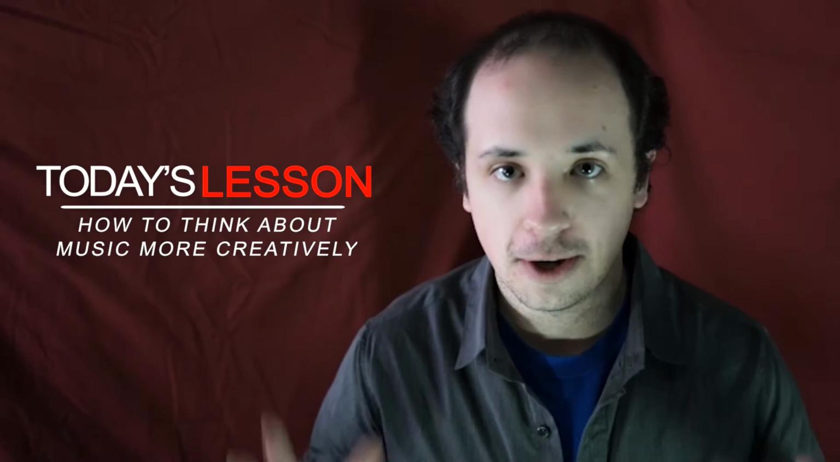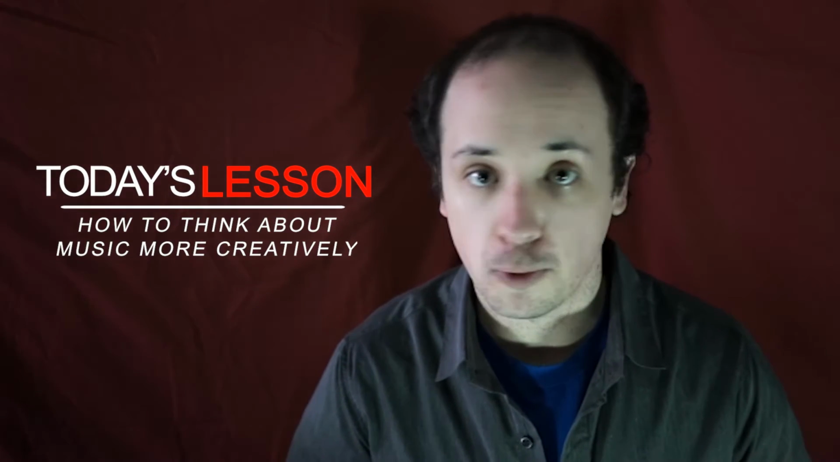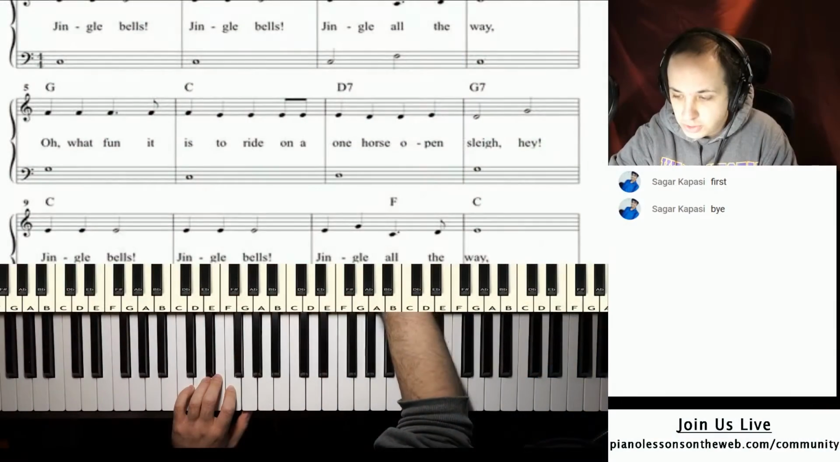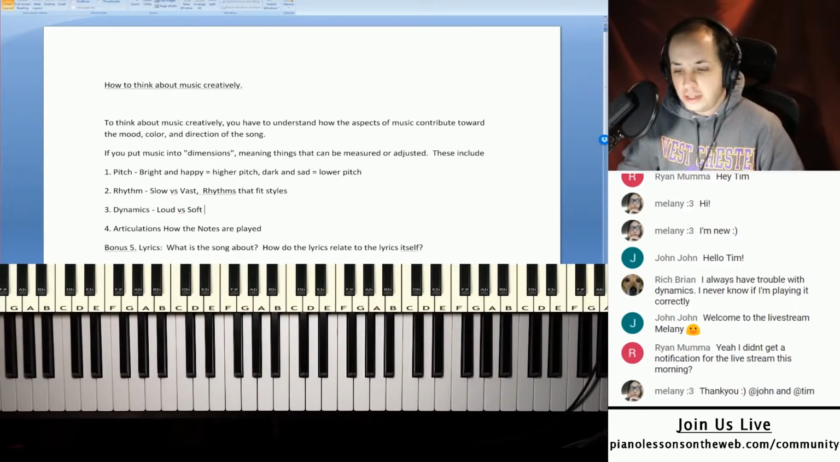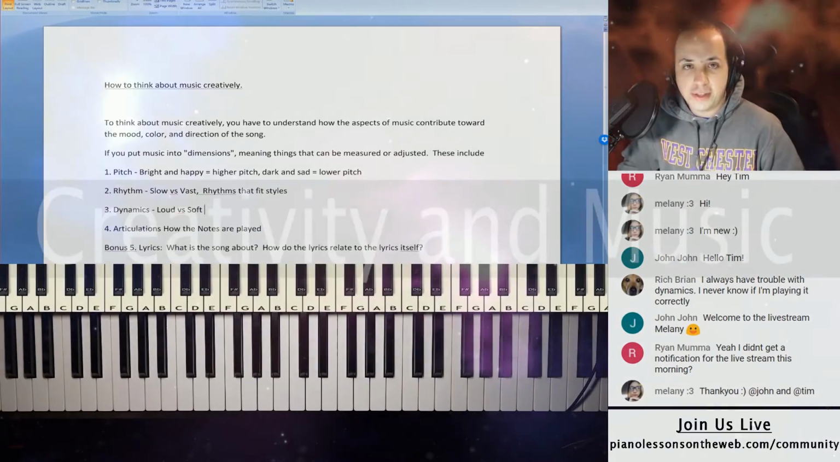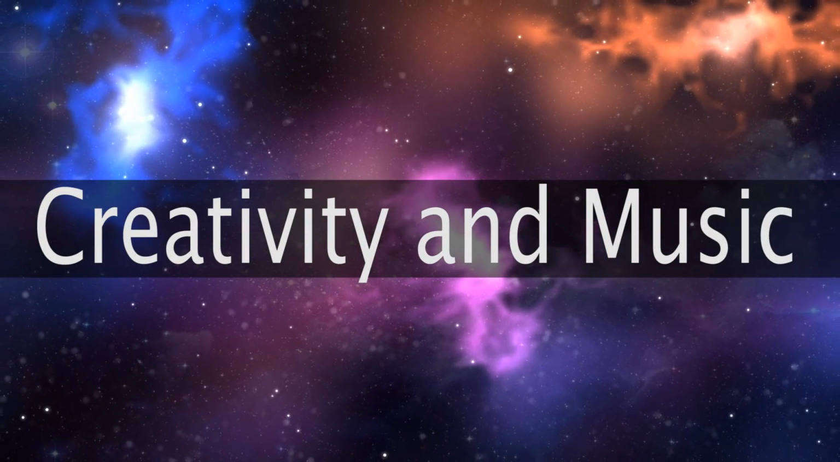Today we're talking all about how to think about music more creatively so you can apply it to your own music studies and your own piano playing, so you can play more like a true artist. We're going to get into some detail about what makes music what it is outside of just the notes, as you'll find this is the key to thinking about music more creatively. So today's lesson is all about how to think about music more creatively.